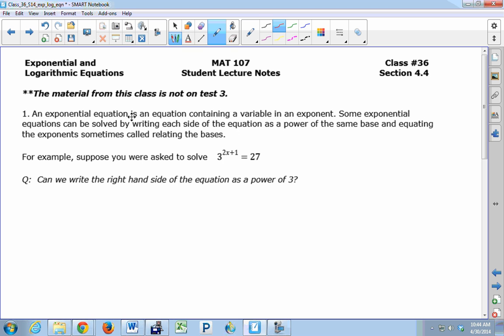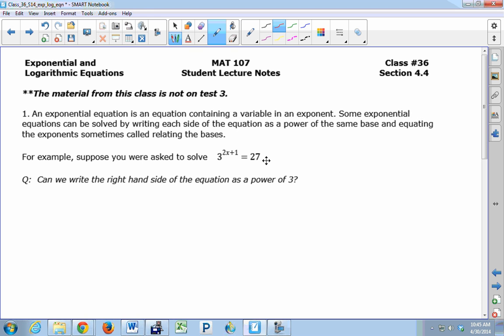First of all, an exponential equation is an equation containing a variable in the exponent. So here's your first look at an exponential equation. Your variable x is upstairs in the exponent. It's your superscript. That makes it exponential. Some exponential equations can be solved by writing each side of the equation as a power of the same base, and then you equate your exponents. Sometimes this is called relating the bases, and that's usually how I refer to it.